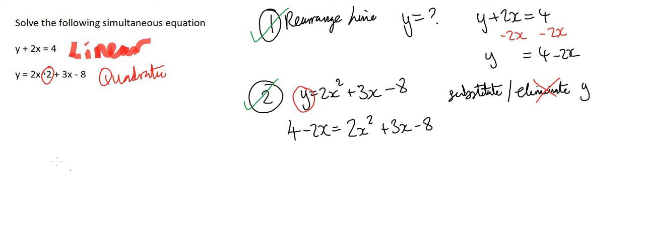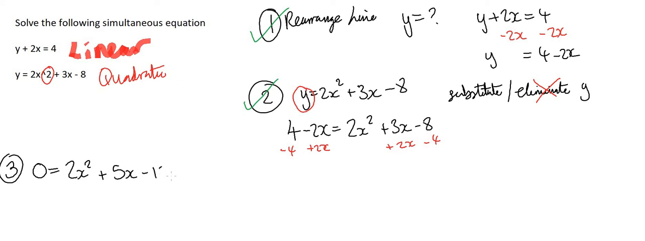Now, if I want to solve it, the only way I can solve the equation is if I make it equal to 0. So how do I make this equal to 0? I'm going to add 2x, add 2x, and then take away 4 and take away 4. So I'm going to have 0 on this side. I've still got 2x squared on the right hand side. I've got 3x plus another 2x, that's going to be 5x. I'm taking away 8 and taking away another 4, so I'm taking away 12 in total.